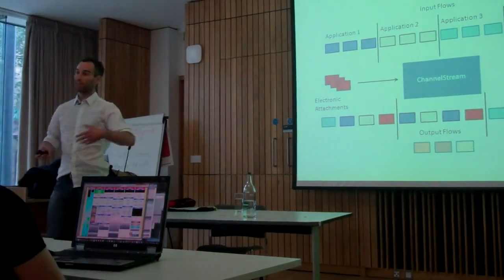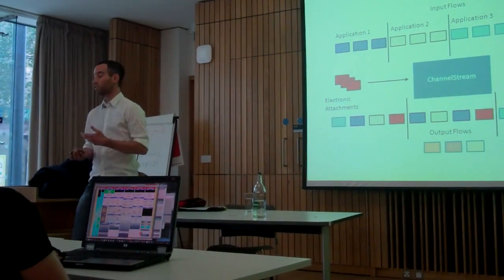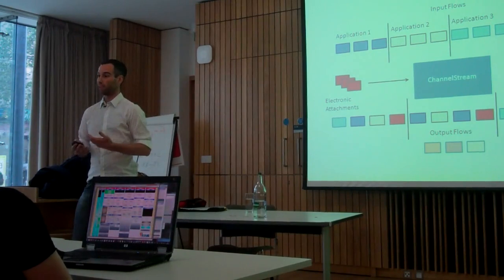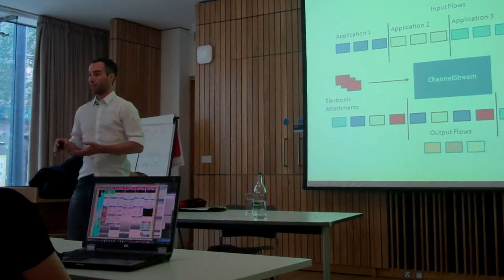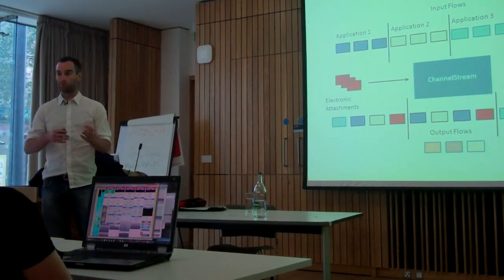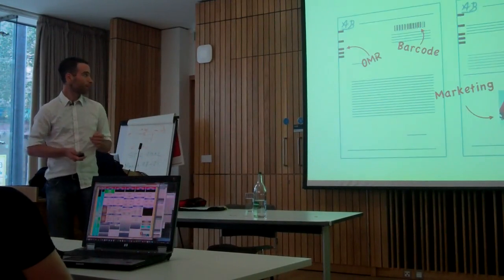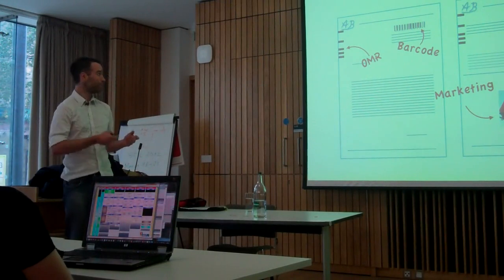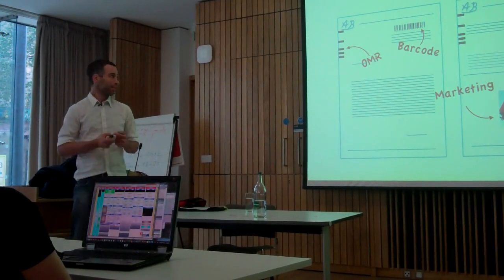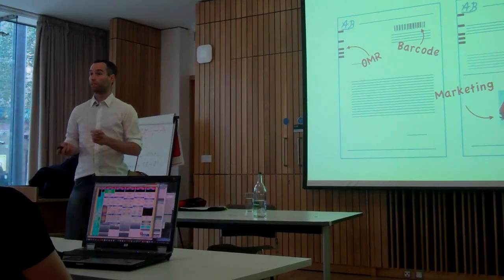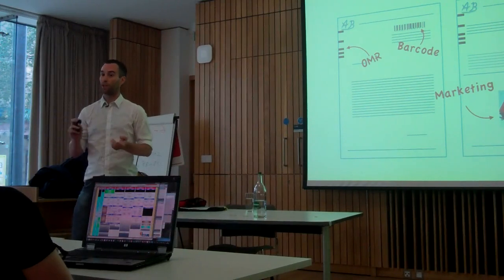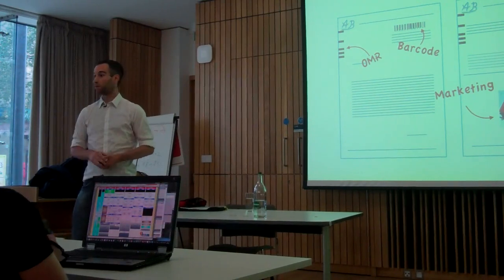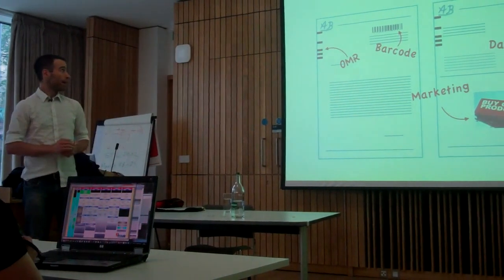But basically, we're taking as input some kind of electronic document stream, and we're doing some kind of processing on it, and then coming out the other end to an output device. Along the way, we can also do a whole bunch of enrichment. So we can add barcodes on there. We can add data matrix. We can add marketing messages. So if there's some white space on the documents, you can add a little customized marketing message for the user.